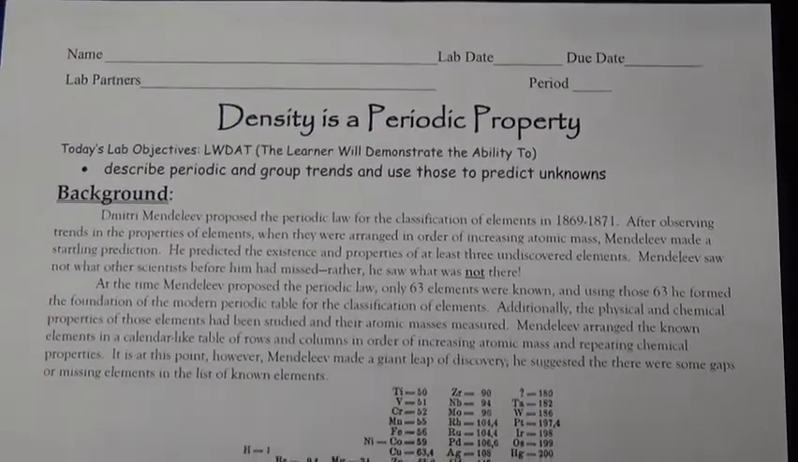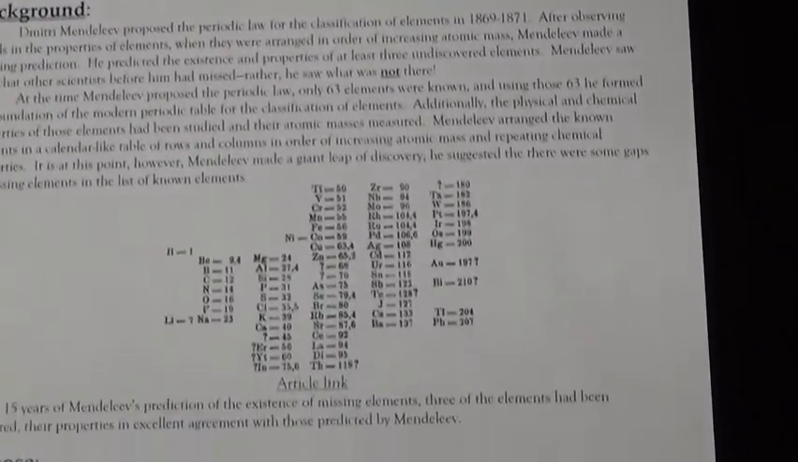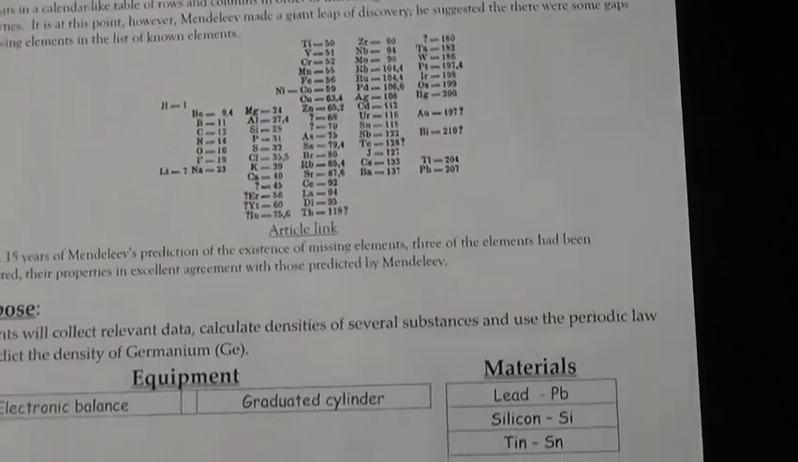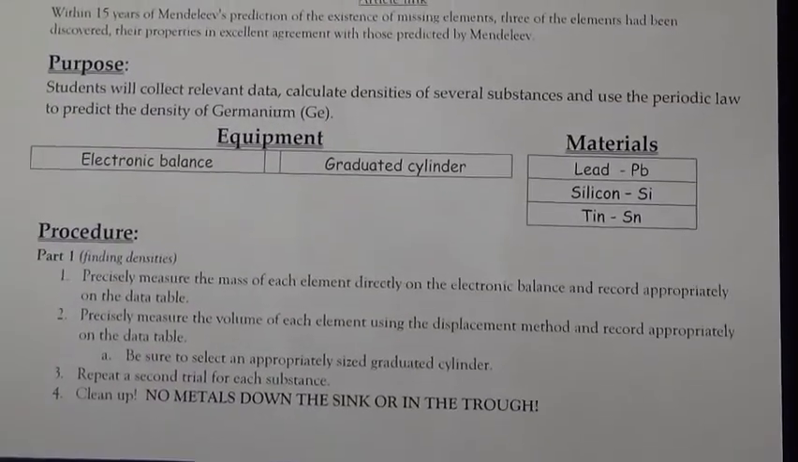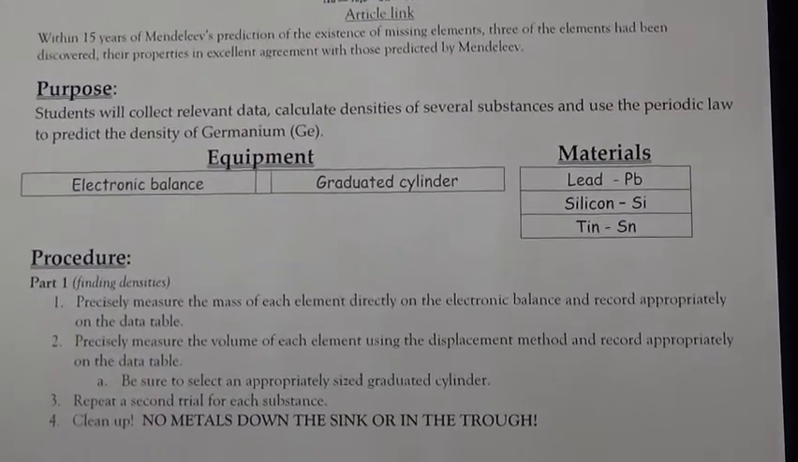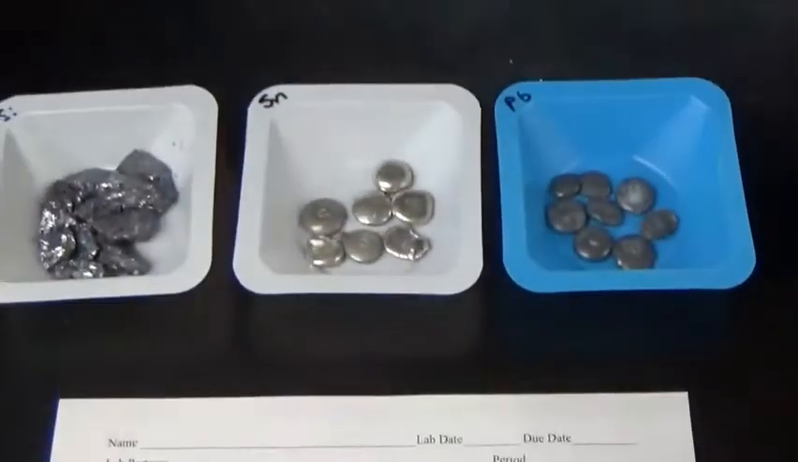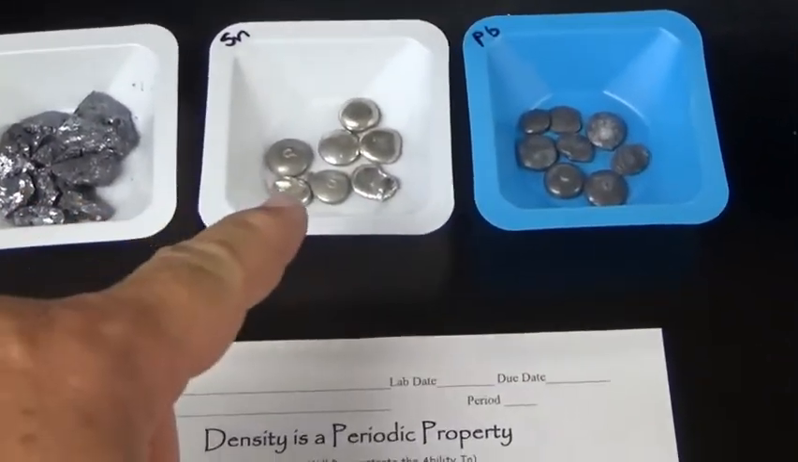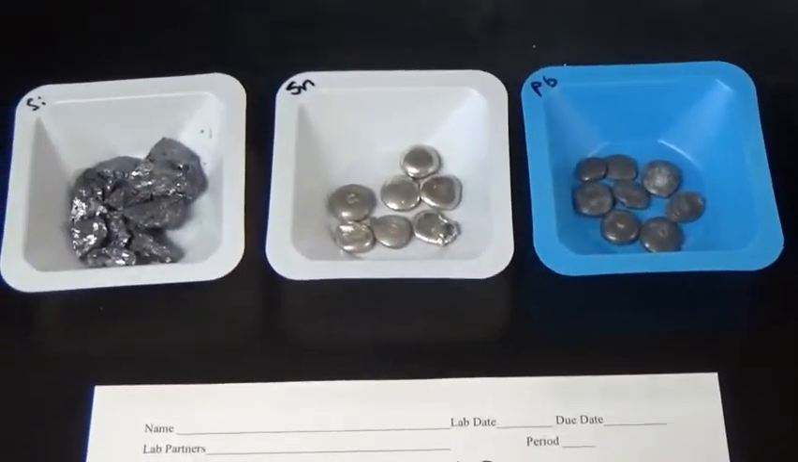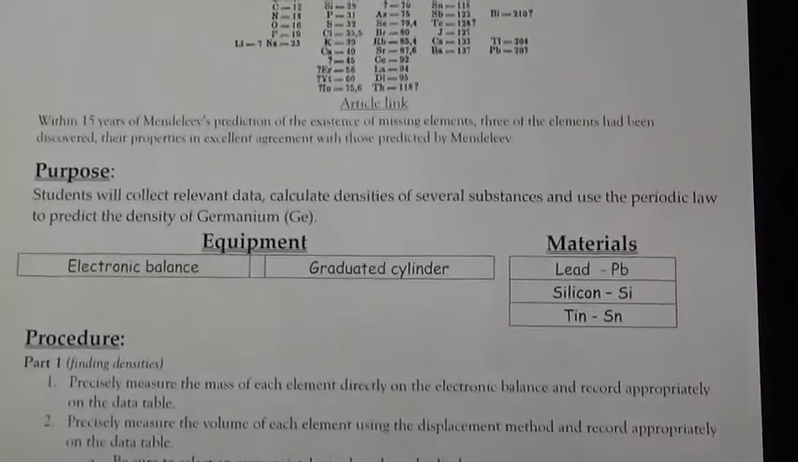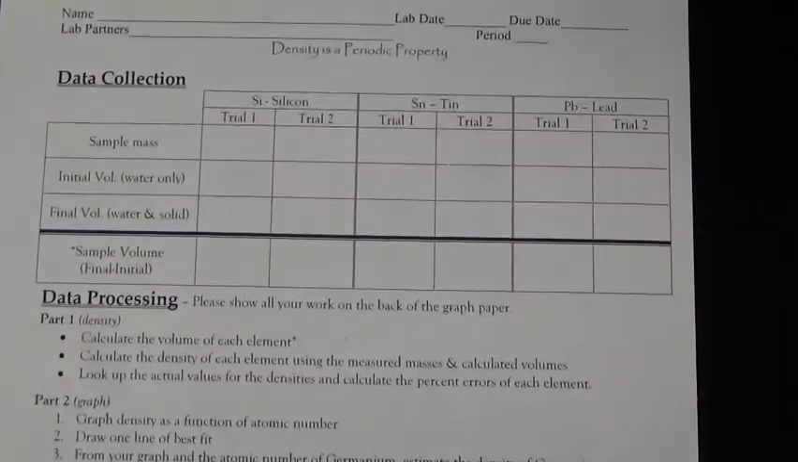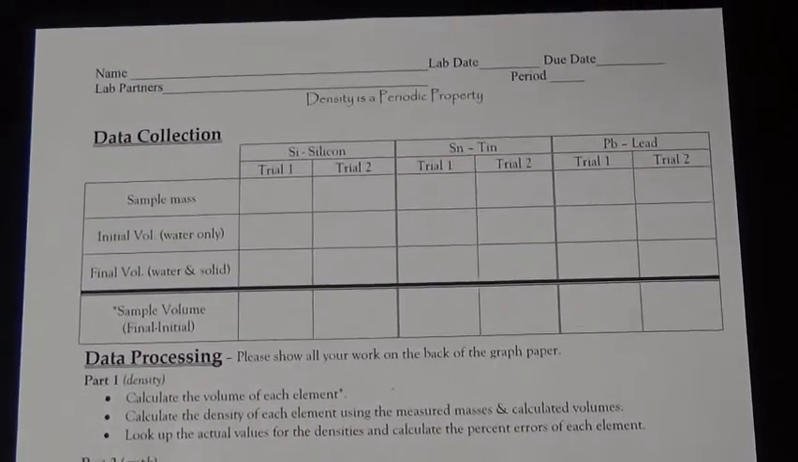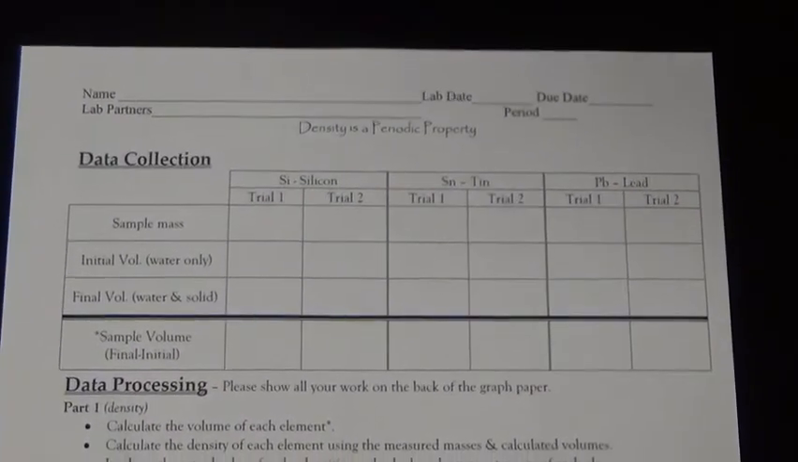So this is the lab we're doing, density is a periodic property based upon Mendeleev's work. What we're going to do is collect the densities, mass and volume of several substances, and those are the substances right there, some silicon, some tin and lead samples. We're going to take the samples of those, find the mass, find the volume of those, and from that we will be able to calculate the densities. So that's what our data table is going to look like. I'll put one on the lab as well.